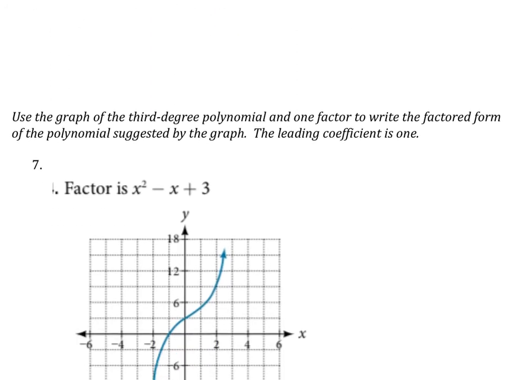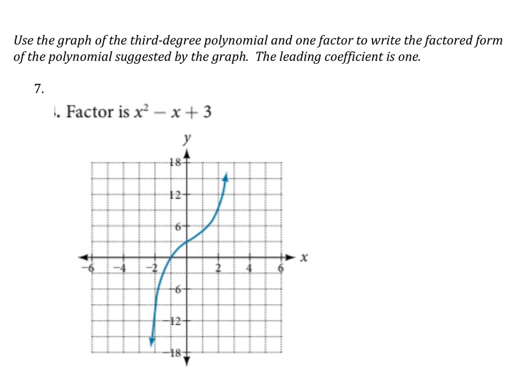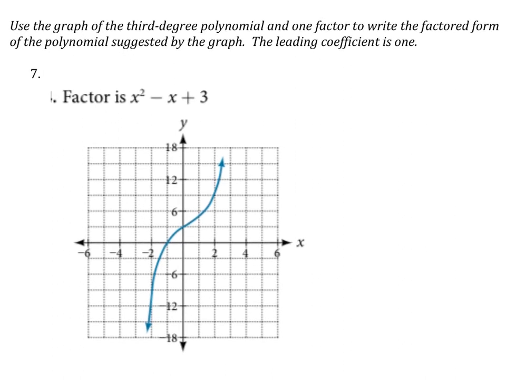Okay. Number 7. Use the graph of the third degree polynomial and one factor to write the factored form of the polynomial suggested by the graph. The leading coefficient is 1. Okay, so we want to be able to pick out the factor. So the factor from the graph is associated with the 0. So there's the 0. The 0 is negative 1, so the factor is going to be x plus 1.